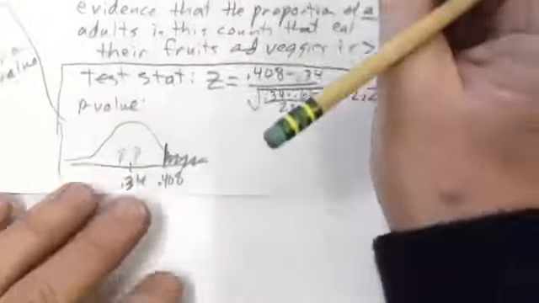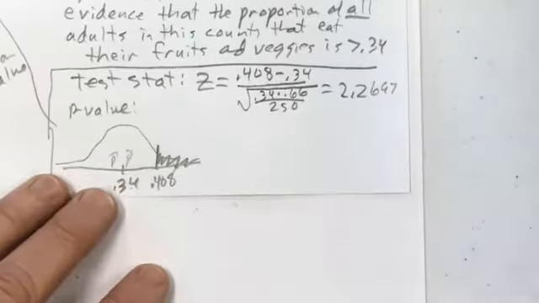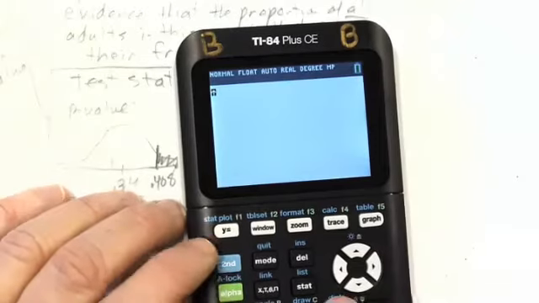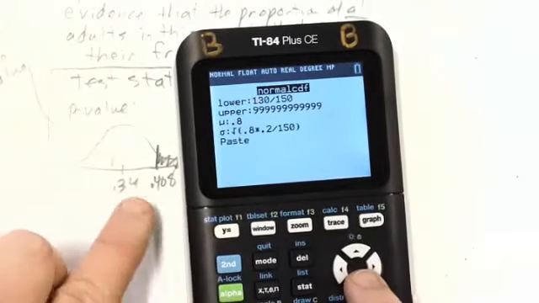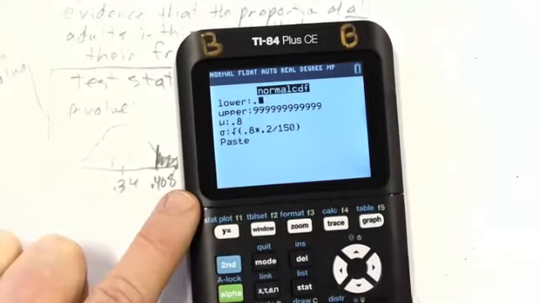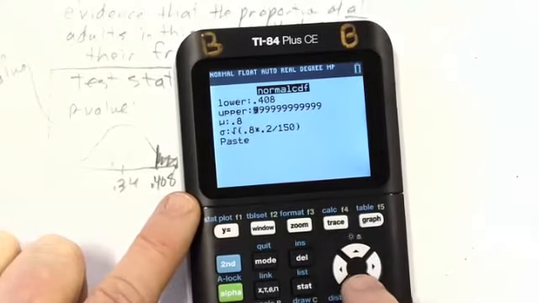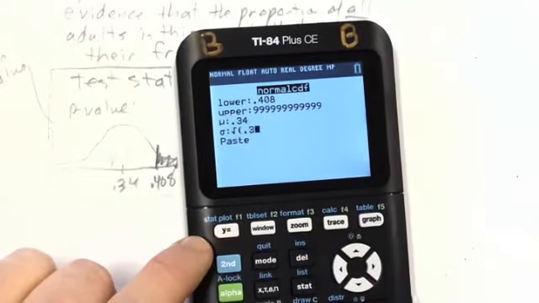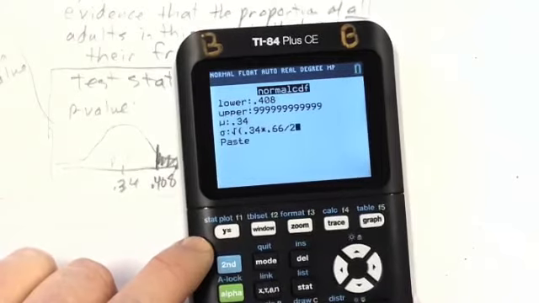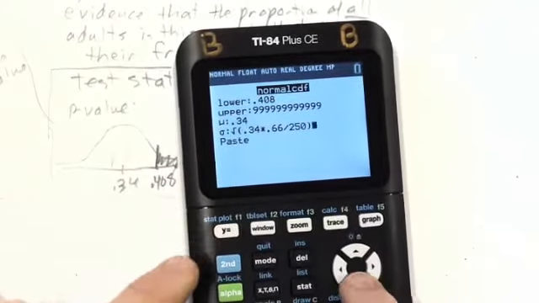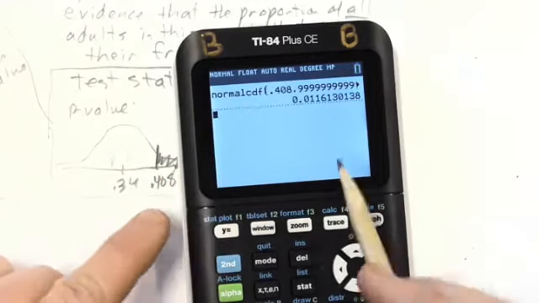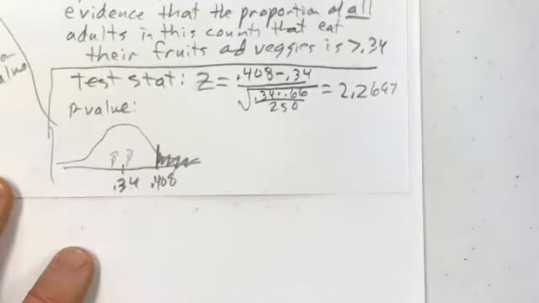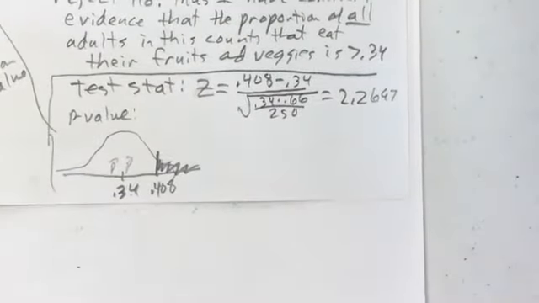Greater than. So I go greater than, and so we'll do normal CDF there. So let's do normal CDF. So we shall do second vars normal CDF from 0.408 to infinity. All right, the mean is 0.34, and then the standard deviation is the square root of 0.34 times 0.66 divided by 250. That's just using the formula for standard error, right? And so we go like that, and boom, we got ourselves a p-value, see? So that's how you kind of do it by hand. You can also use tables, and we're not going to really worry about that.